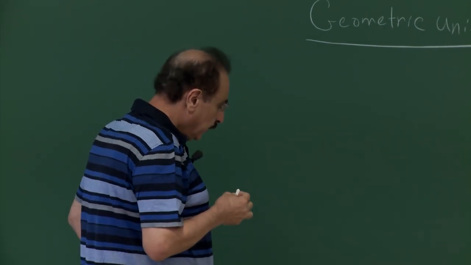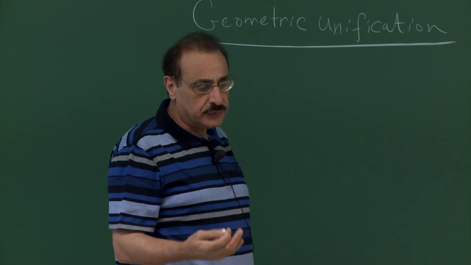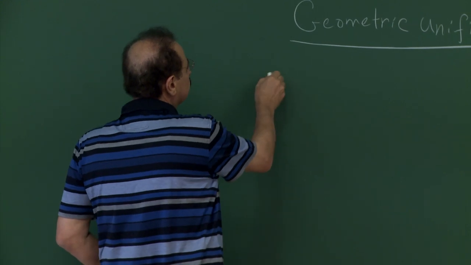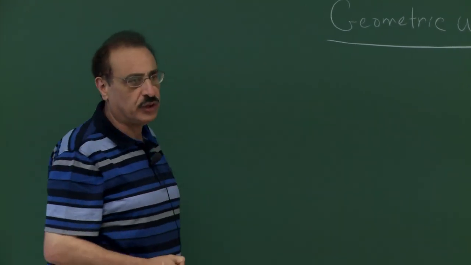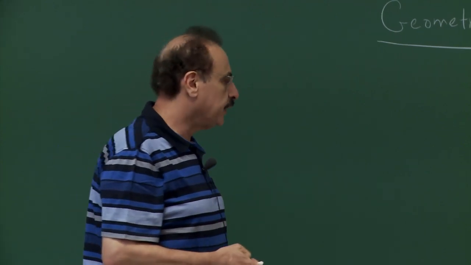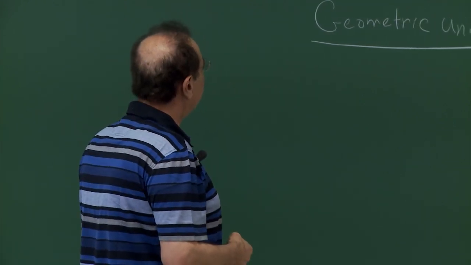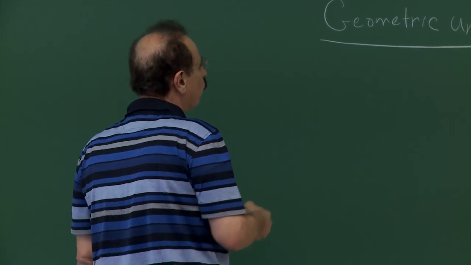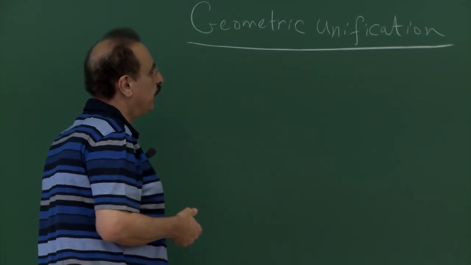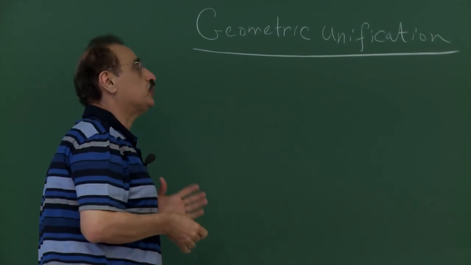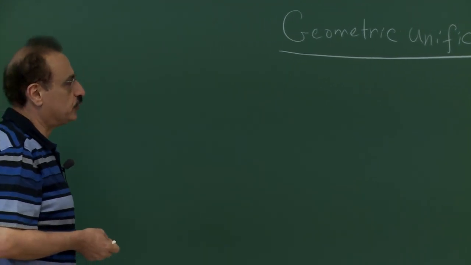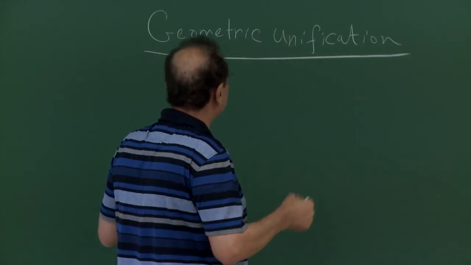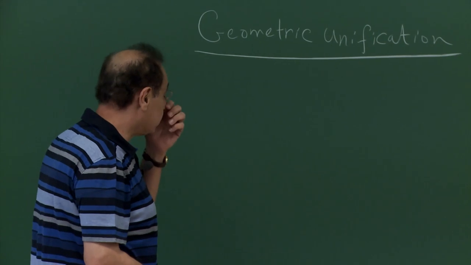There are of course many recent attempts at unification, and the most visible one is string theory, where the idea is that you replace the point structure of space-time with strings. In that case, you can think of it as also a geometric unification, but not in the same spirit. It's not really based on rules of geometry and axioms and things like that.